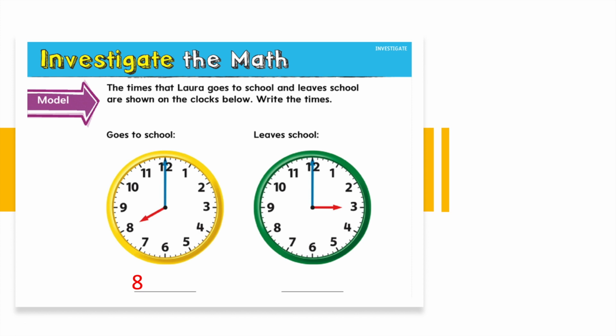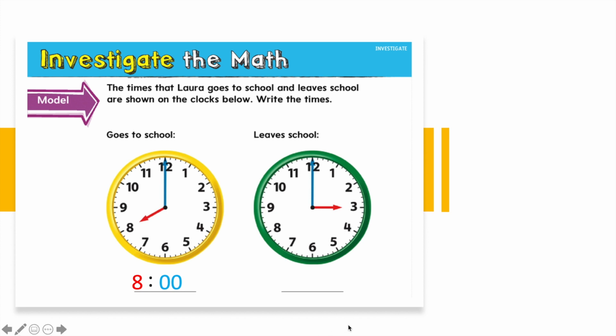So I'm going to write 8. Then I'm going to write 2 dots or a colon. So in order to show a clock, I'm going to write 2 zeros. So the time is 8 o'clock. That's the time Laura gets to school. What time does Laura leave school?